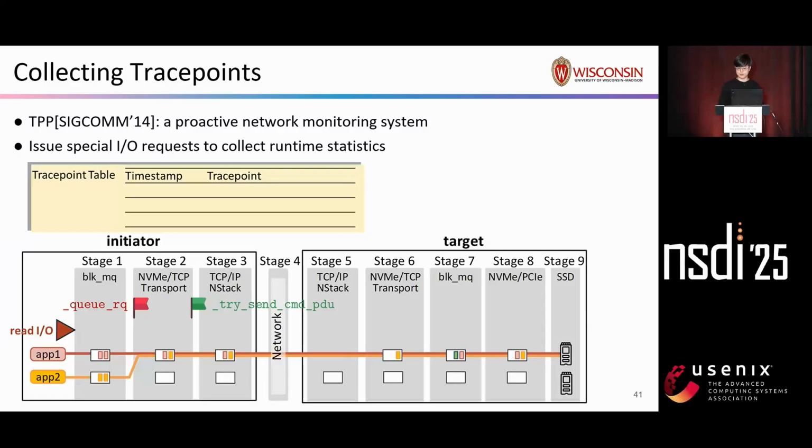For example, ntprof can record a tracepoint table of an I/O. We can define the hooked function to append an entry to the table, which is the timestamp and the tracepoint name. Let's say the red triangle is a read I/O. When it enters the NVMe-TCP transport stage, the tracepoint is triggered and appends a record to the tracepoint table. When it exits the stage, another entry is appended to the table. These statistics can be used for further analysis.